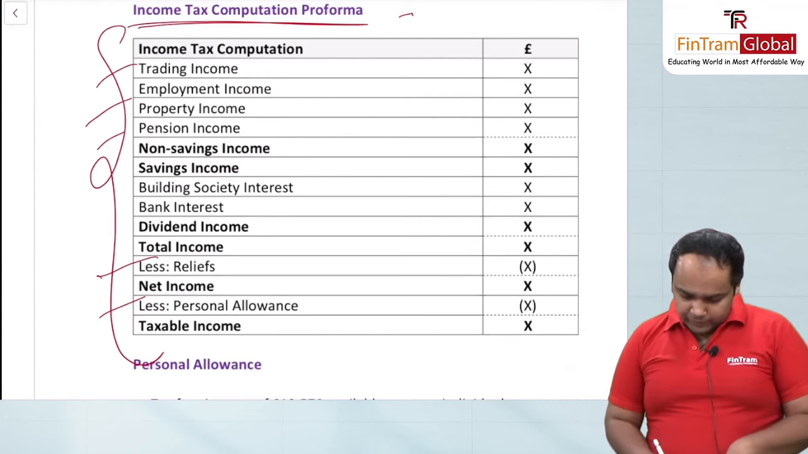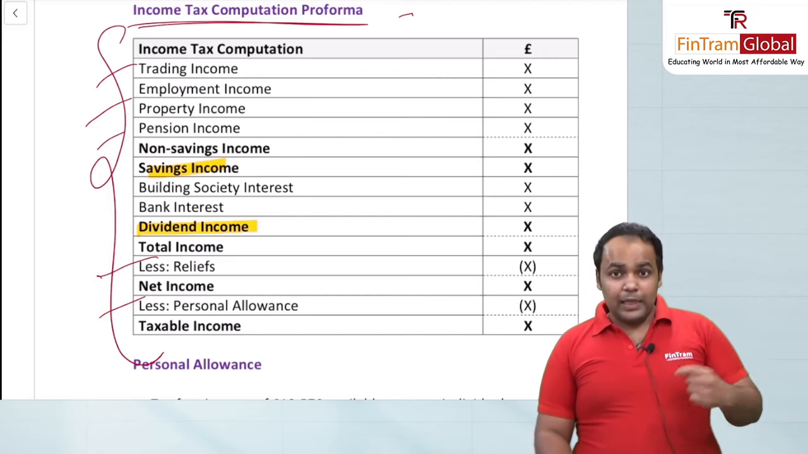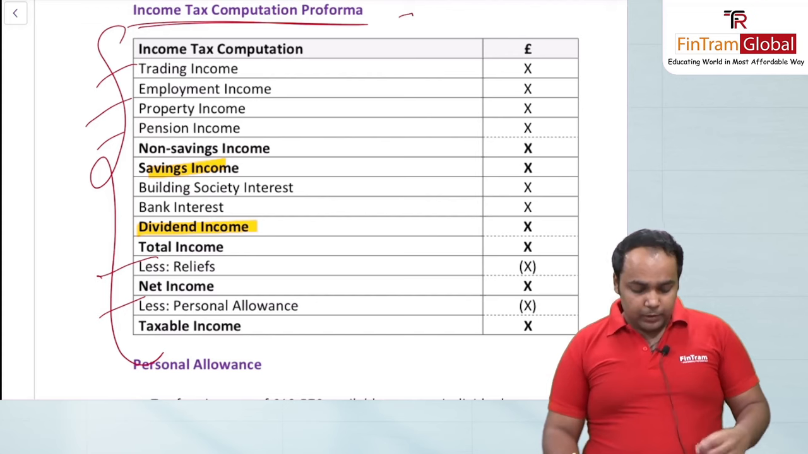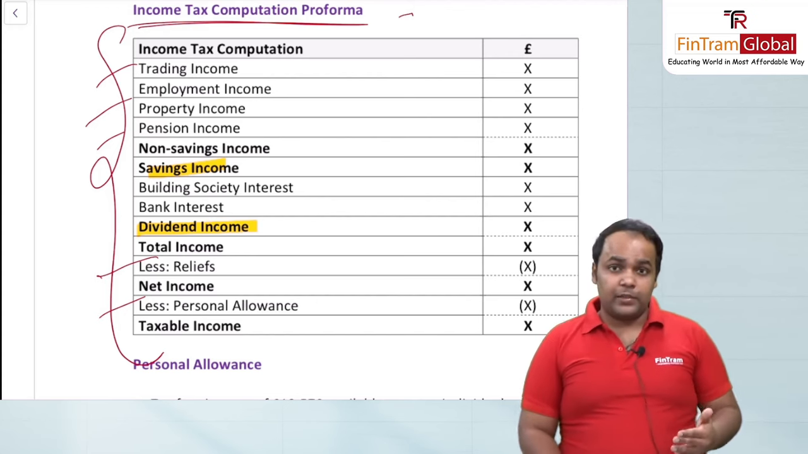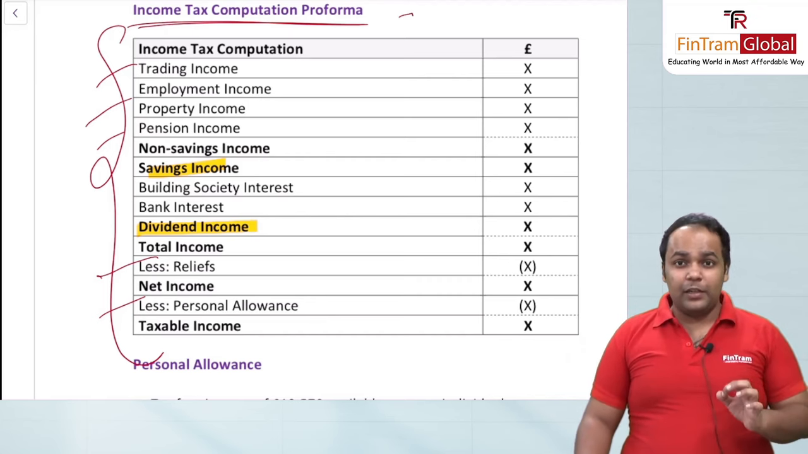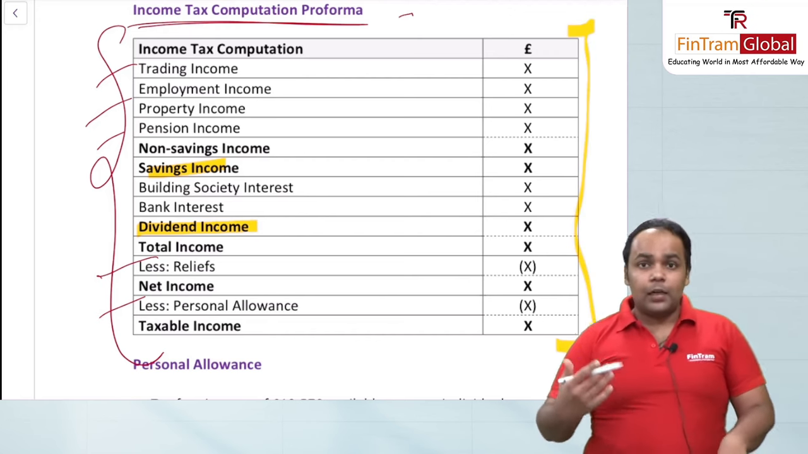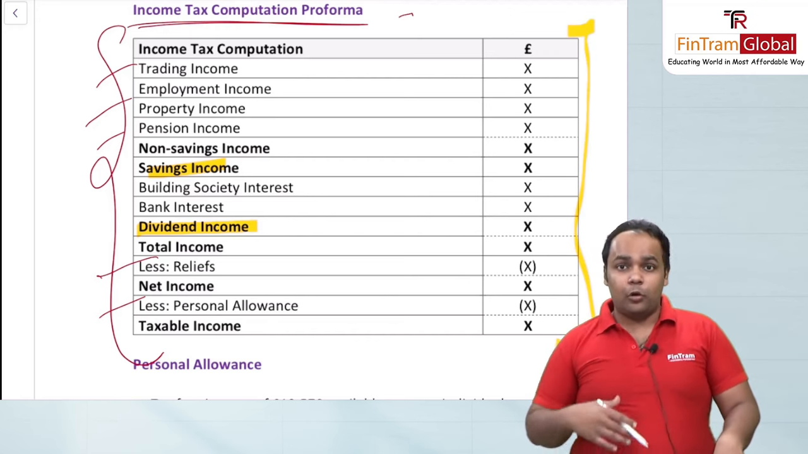Investment income includes savings income and dividend income. Then we'll move on to non-savings income, and each of its aspects: trading, employment, property, pension, and so on. It's very, very important to understand that all of these form part of a larger whole. So you will get a question that includes all these elements.